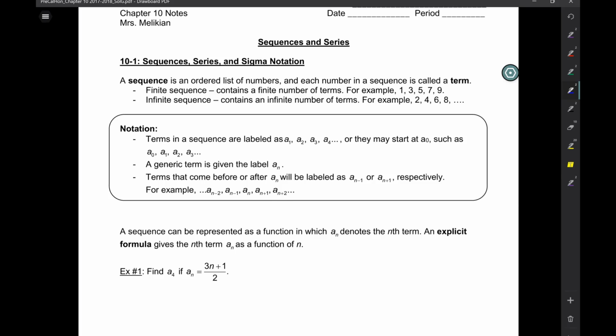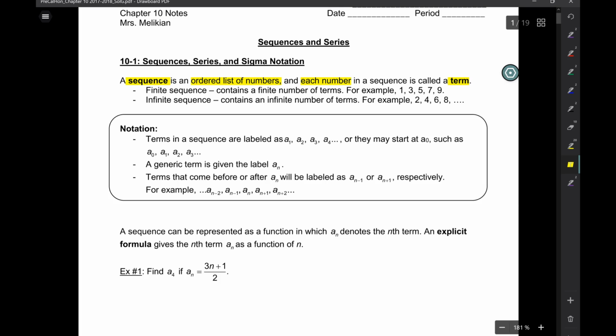Let's start with what a sequence is, right? So a sequence is basically just an ordered list of numbers. It's just a list of numbers, right? And just like in matrices, in a sequence, each number is called a term.